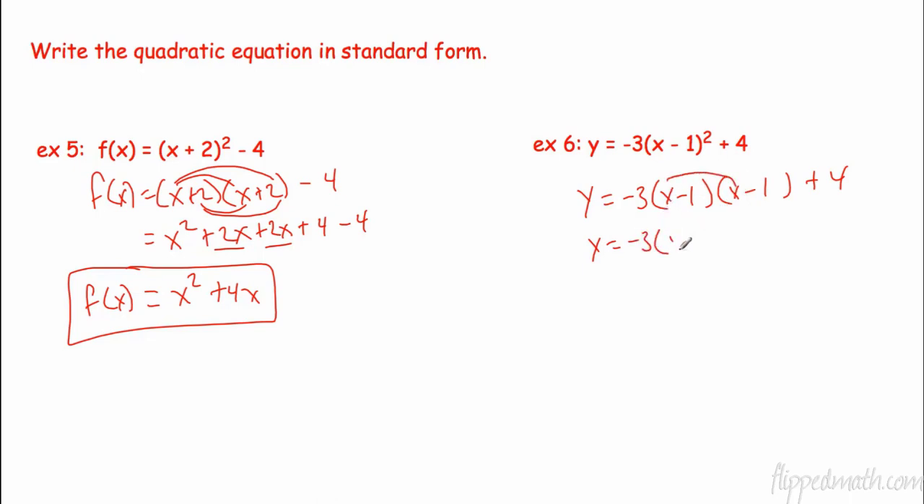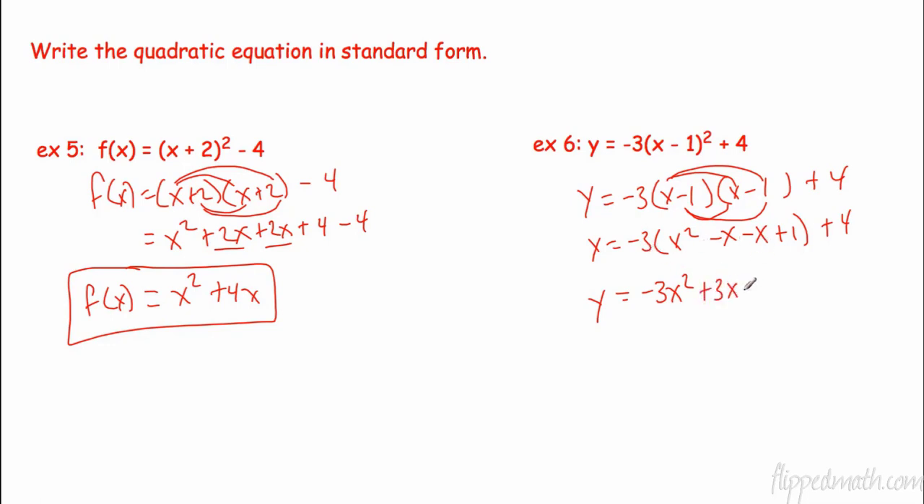X times x is x squared. X times -1 is -1x. -1 times x is -x. And -1 times 1 is a positive 1. I'm going to keep the grouping there because I need to multiply by -3 now. -3 times x squared, so -3x squared. Negative times a negative is a positive 3x.